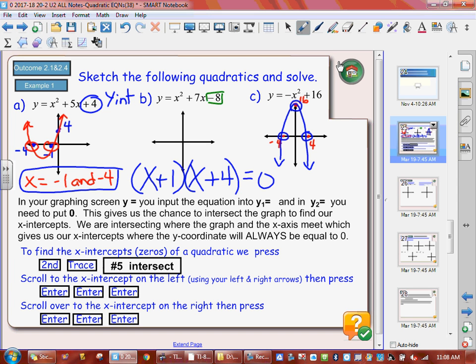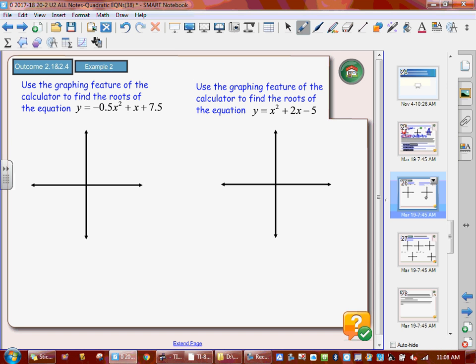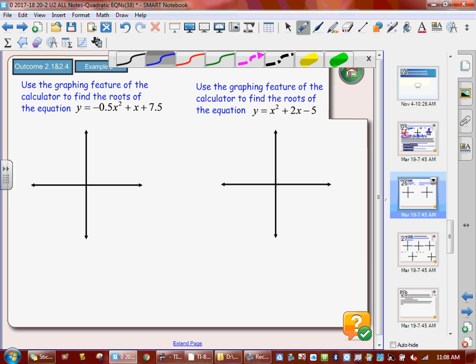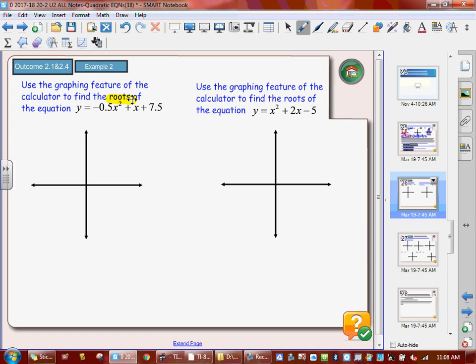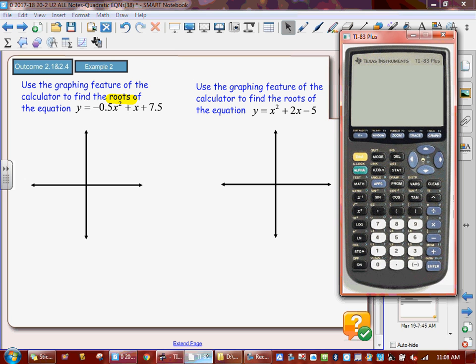So it says use them to find the roots. They've used a different word. They said roots. What are they asking for? X-intercepts. Remember, they've got 5 different words. X-intercepts means solutions, zeros, roots. They asked for roots. All right. So we go back to our calculator. We go to our y equals. We clear it out. And now we start typing in the equation.